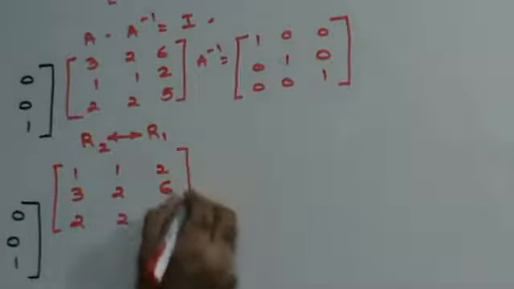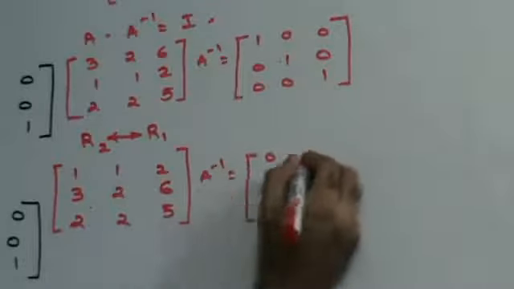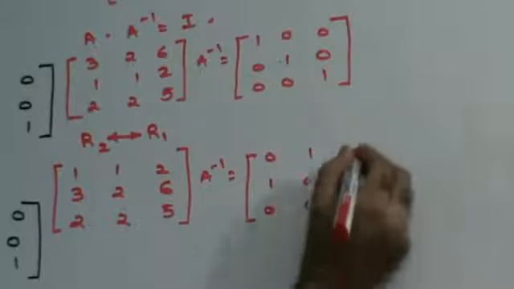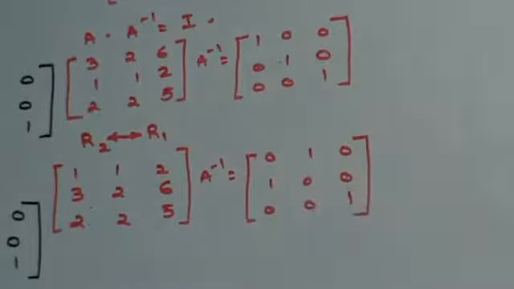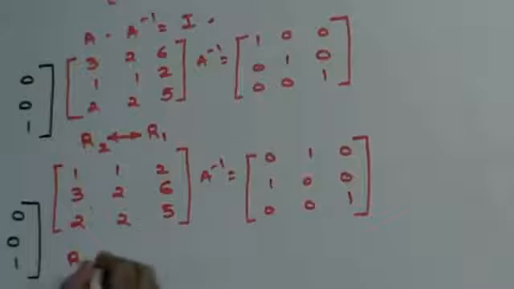112 326 225 into A inverse is 010 100 001. I have interchanged R2 and R1. I want to make this number as 0. Where is this number? In R2. What is the number? 3. What is the complement of 3? Minus 3.